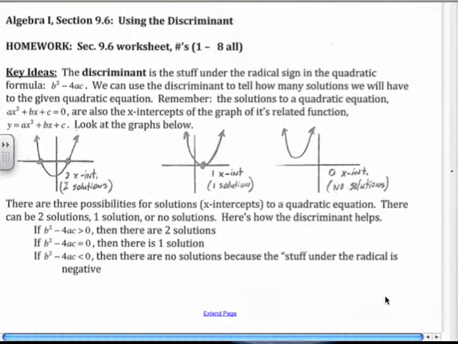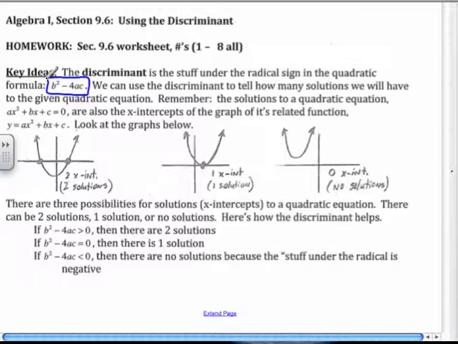Okay, guys, here we go. Looking at the stuff today, we're going to talk about using the discriminant. The important thing for you to know is the discriminant is the part of the quadratic formula that shows up underneath the radical. It's the b squared minus 4ac.